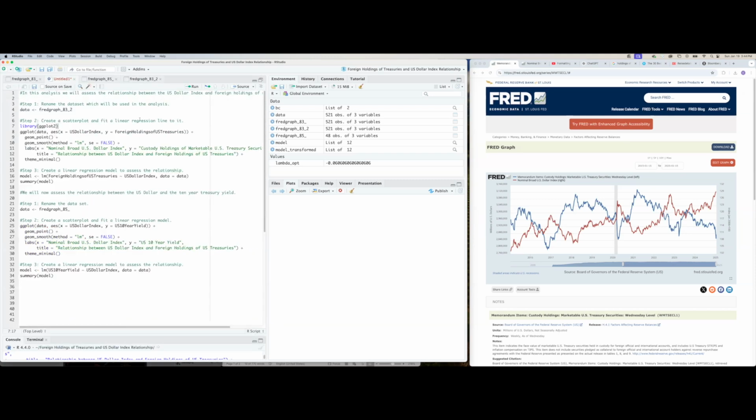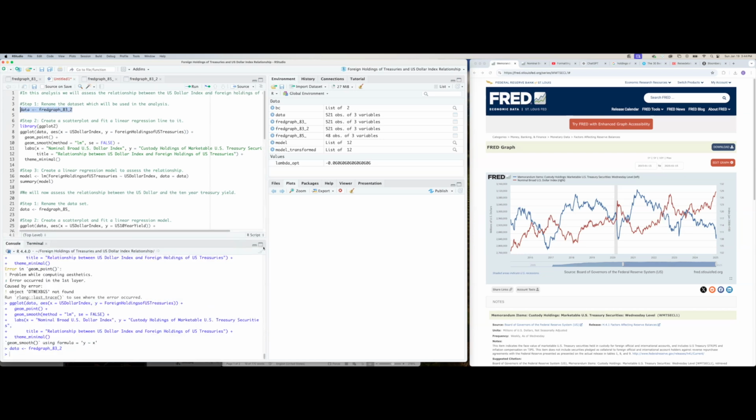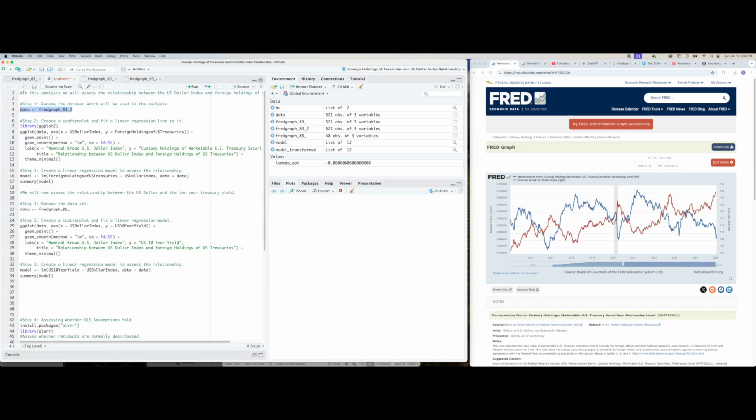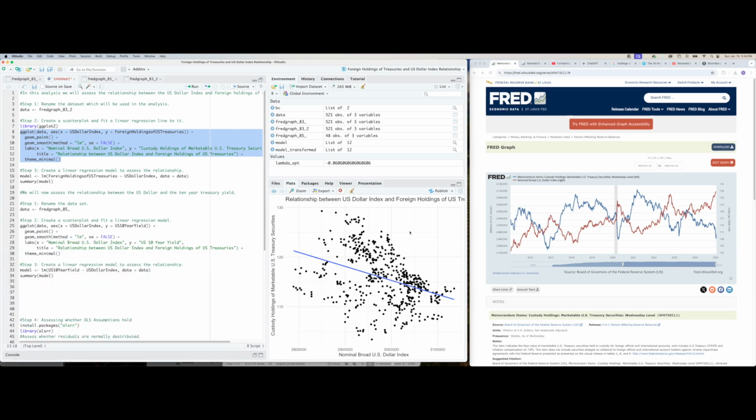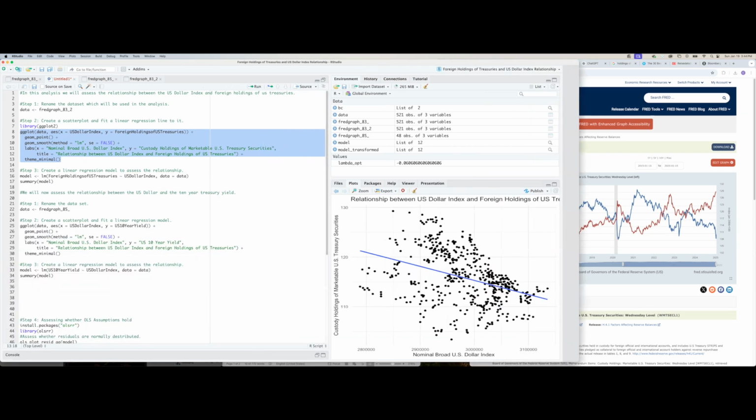So the first thing we will do, when you take a look at the left-hand side of the screen, which is the RStudio environment, is rename the data set, which contains the data of this chart on the right-hand side. And then we will create a scatter plot and add a linear regression line. Beautiful. You can see the chart on the right-hand side of the screen here.